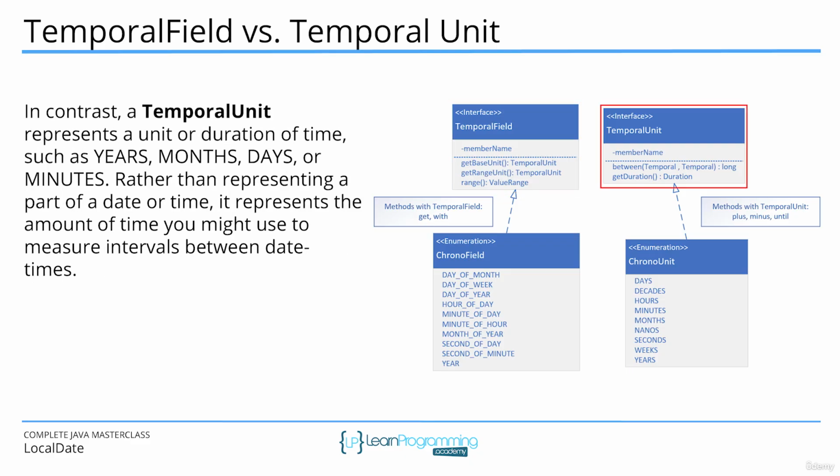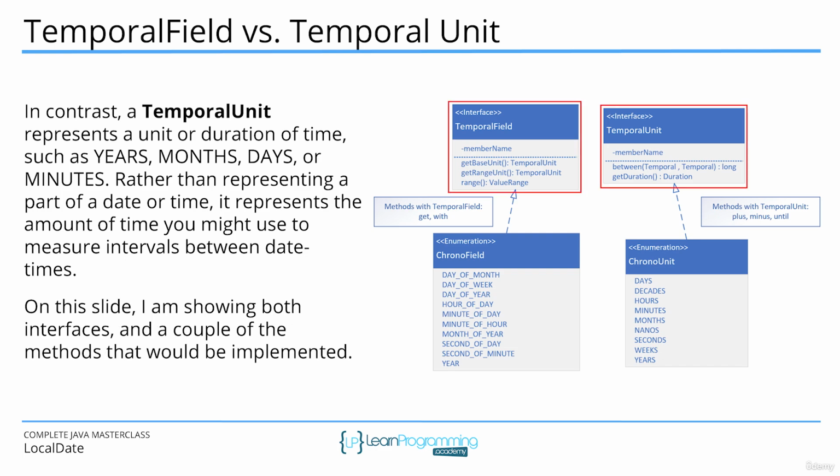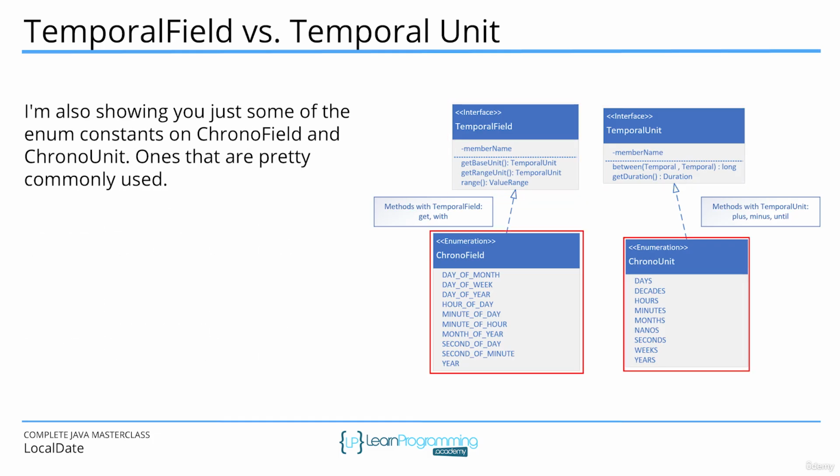In contrast, a temporal unit represents a unit or duration of time, such as years, months, days, or minutes. Rather than representing a part of a date or time, it represents the amount of time you might use to measure intervals between date times. On this slide, I'm showing both interfaces and a couple of the methods that would be implemented. I'm also showing you just some of the enum constants on ChronoField and ChronoUnit, ones that are pretty commonly used.